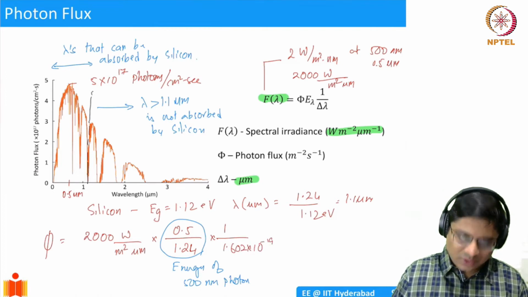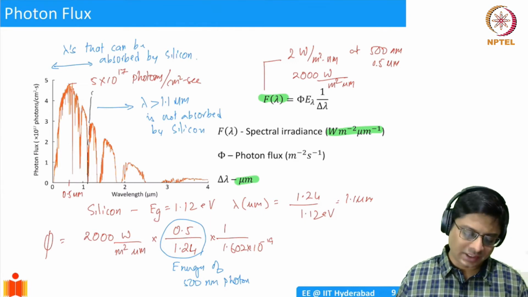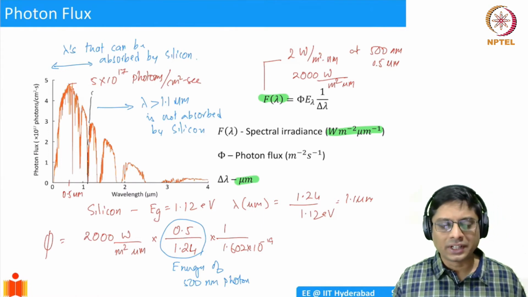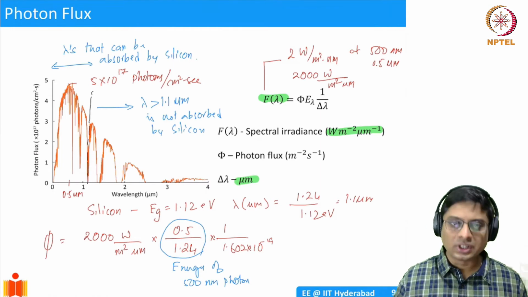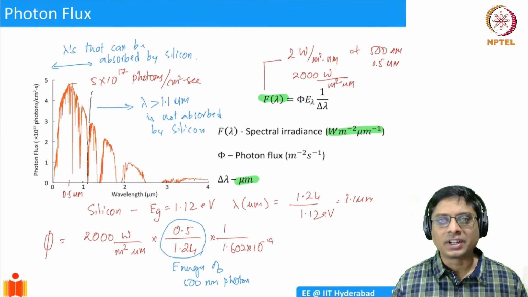So with this, you should be able to compute the number of photons, and I'll leave it to you, but in the assignment you can verify that it will typically be in the range of 10 power 17 or so. Okay, so I'll leave that to you. Please do that as part of the homework. Okay, so these many photons are incident on the semiconductor.